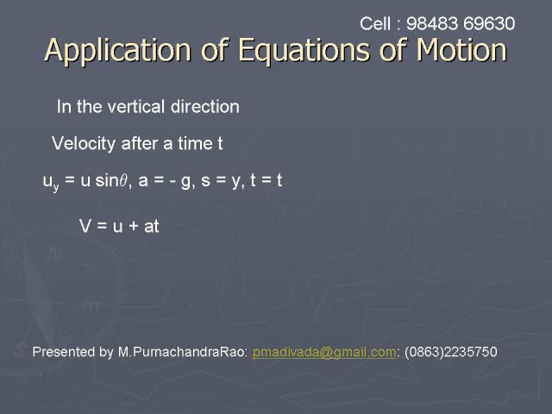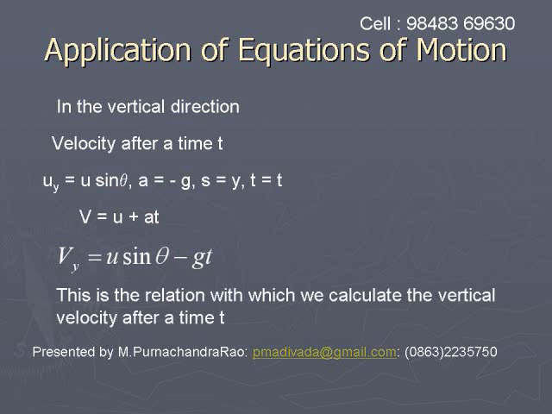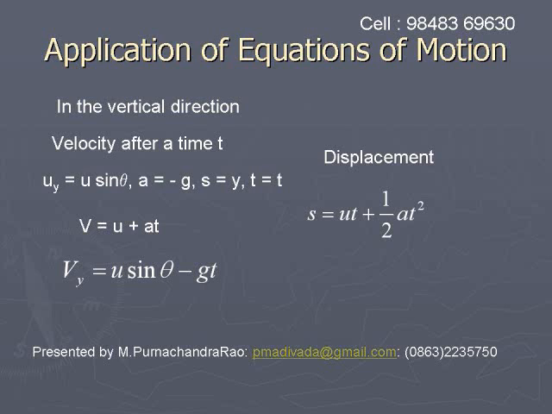Then in the relation v is equal to u plus at, substitute u sin theta for u and a as minus g, then we will get vy is equal to u sin theta minus gt. Vy is equal to u sin theta minus gt. With this relation, we can calculate the vertical component or y component of the velocity of the projectile after a time t.